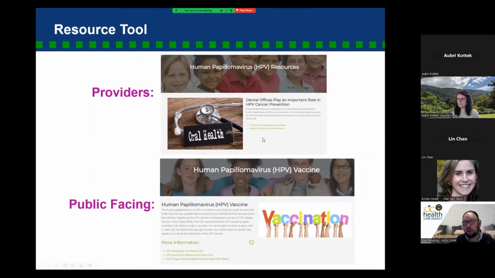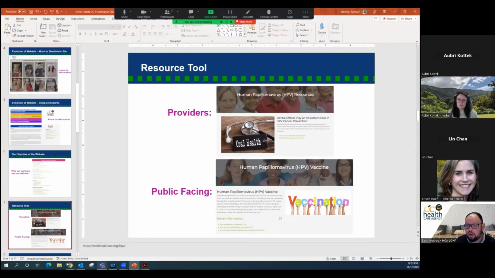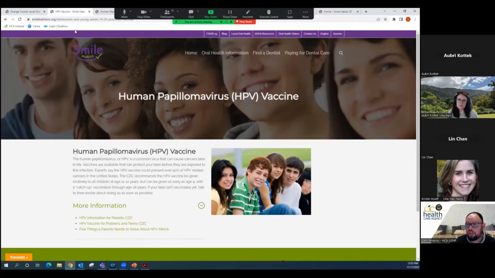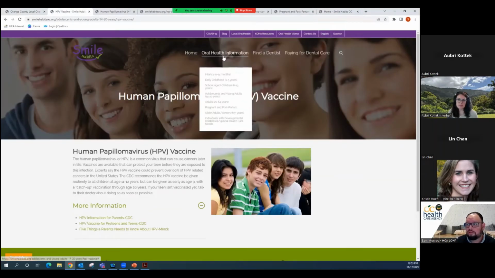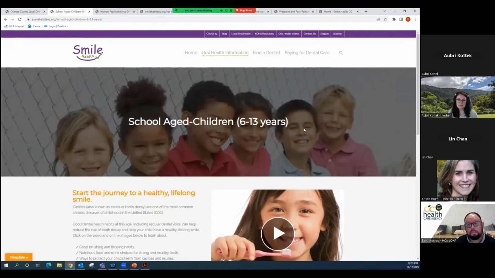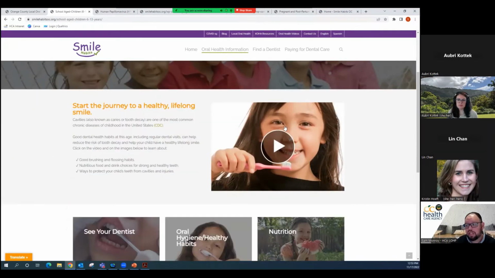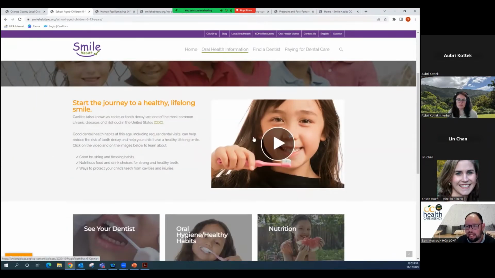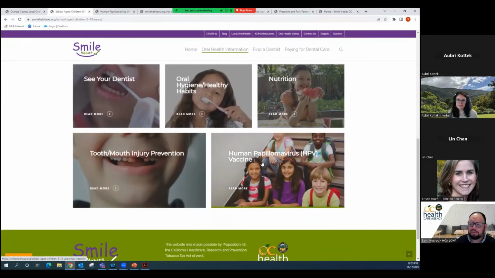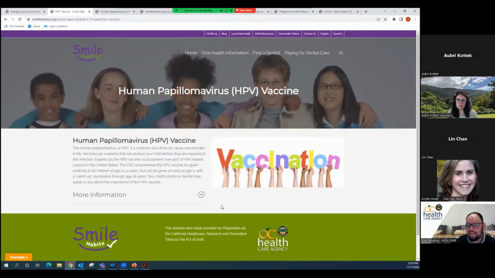So here we have our public facing web page on HPV, and here we have our providers. So what does that mean in reality, right? So when you go to HPV, so you go to oral health information, I have a school age child, 6 to 13. We make sure that the pictures match that age range. I'll go into the videos a little bit later. And then I'm like, HPV, why is HPV here, right? This is oral health. Why do I have HPV?